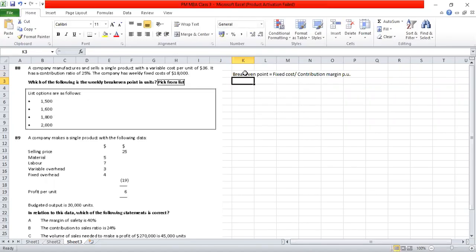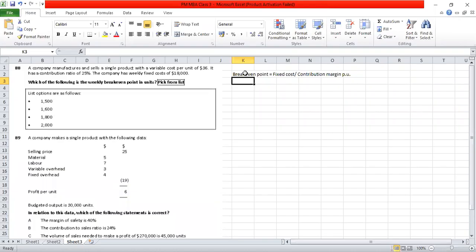We do not know. The only thing we know is the variable cost, but we do not know the contribution margin per unit. And it is mentioned that the contribution ratio is 25%. So contribution is sales minus variable cost. After deducting the variable cost, it stands at 25%.